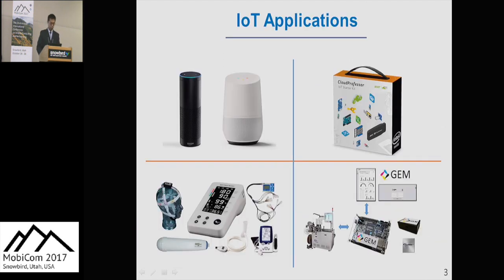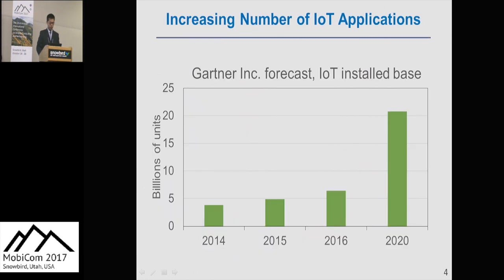First, motivation. Recent years have witnessed significant innovations of Internet of Things. A great many IoT applications have impacted our lives. For example, smart home devices, IoT starter kits for education, wearable devices for health and exercise, and IoT devices for industrial automation. The number of IoT applications is increasing rapidly. Gartner predicts that the total number of installed IoT units will be more than 20 billion by 2020.